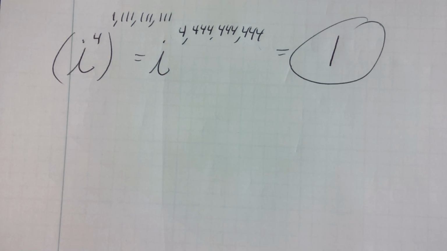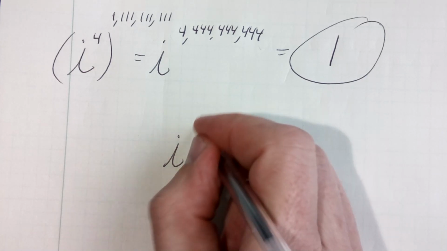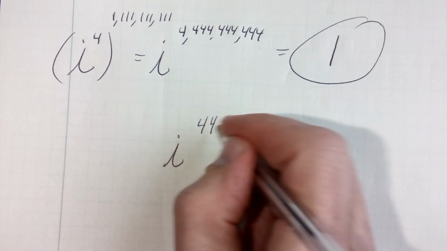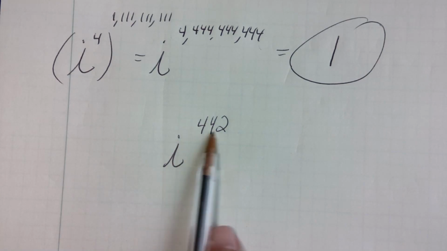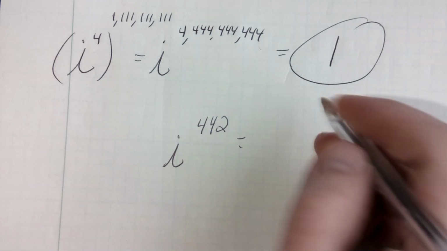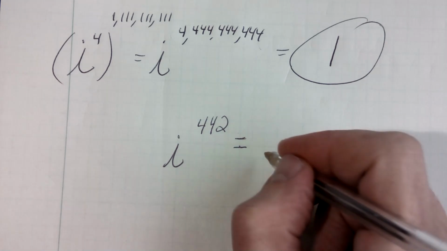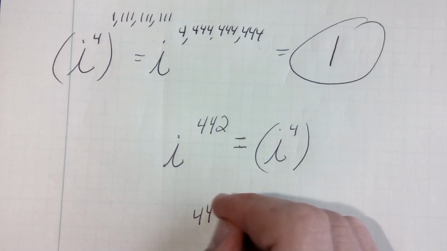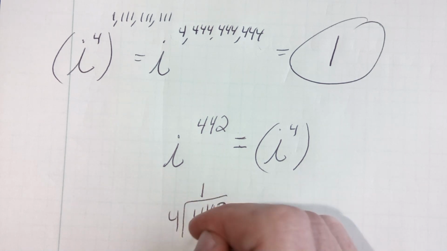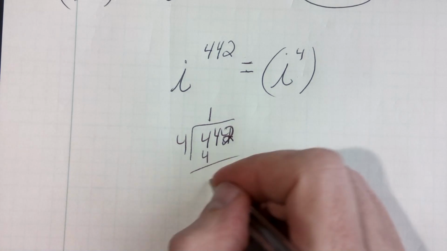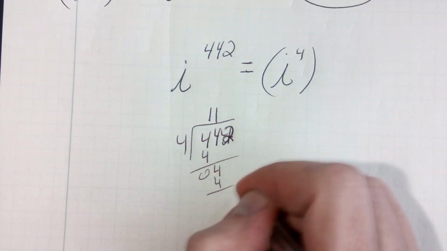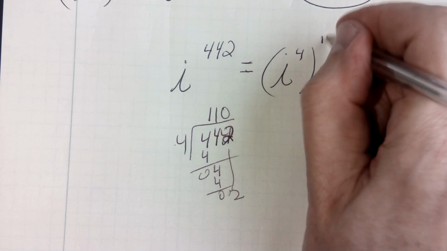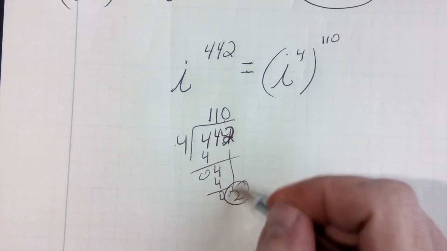Let's do one more. Let's do i to the 442. I purposely did that because this is not divisible by 4, but it is almost divisible by 4. I mean, it has a remainder. Take my 442, divide by 4, which is 1, 4. That's 0. Bring down your 4. There's another 1. That's 4. Bring down your 0. Bring down the 2. 4 doesn't go into 2, so that's 0. So I have 110 i to the 4th, and I had a remainder of i squared.